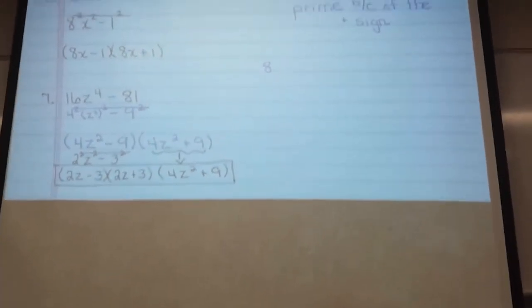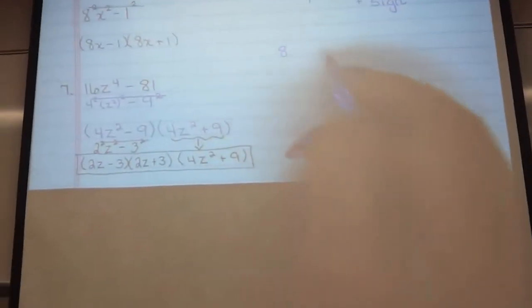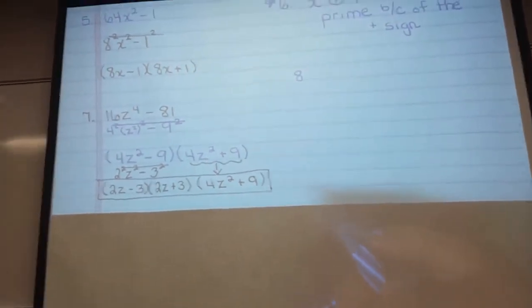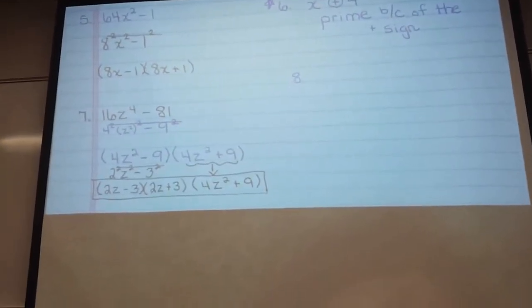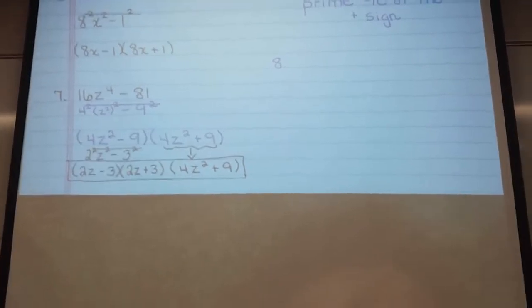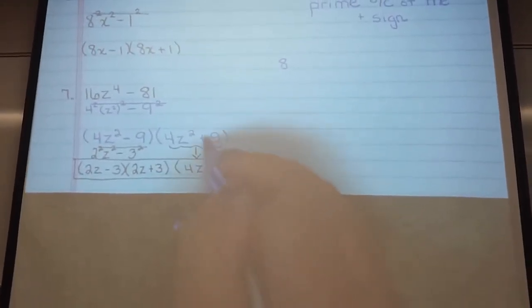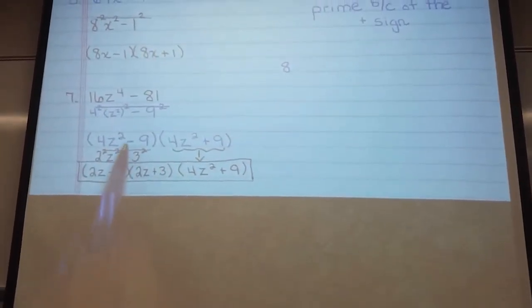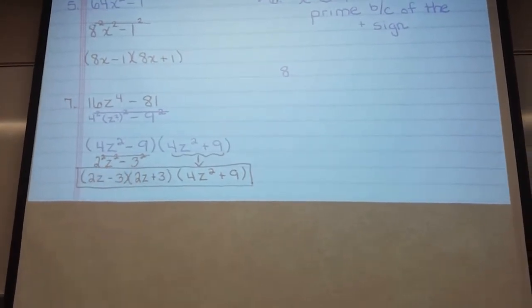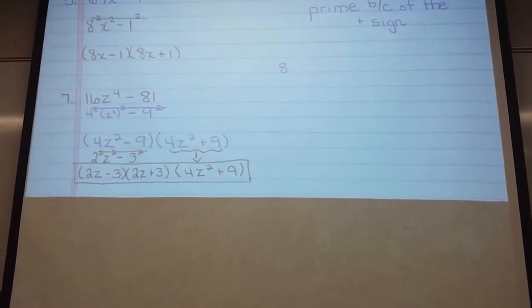So we just brought down the 4z squared plus 9, because we couldn't factor it because of the plus sign. The only one you could factor is the subtraction one. Okay, that makes sense.